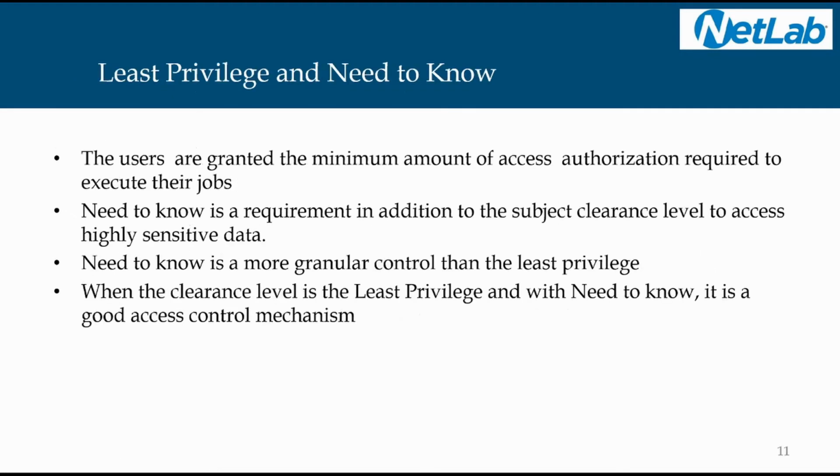Least privilege and need to know. The users are granted the minimum amount of access authorization required to execute their job. The minimum amount of access authorization is known as the least privilege. Need to know is a requirement in addition to the subject clearance level to access highly sensitive data. This comes under mandatory access control. Need to know is a more granular control than the least privilege. When the clearance level is the least privilege and combined with need to know, it is a good access control mechanism.